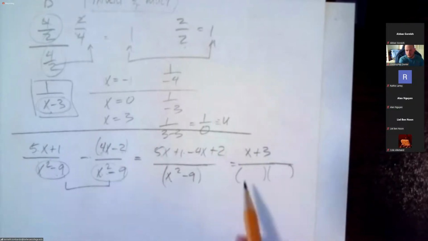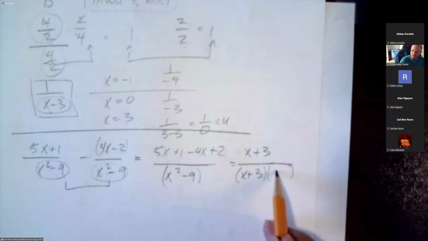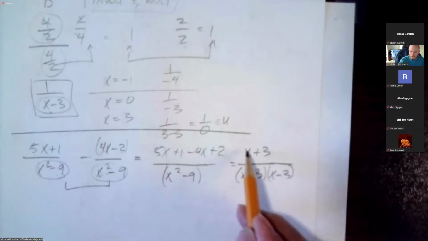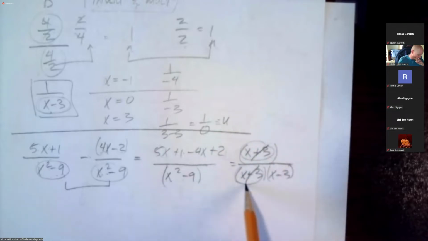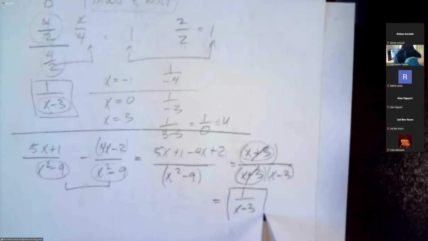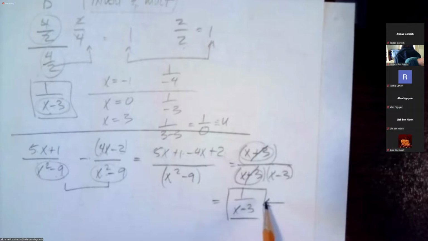x plus 3, x minus 3. And then we say, can I simplify? I have an x plus 3 in the numerator, x plus 3 in the denominator. Those cancel, and I get 1 over x minus 3 as my simplified solution.